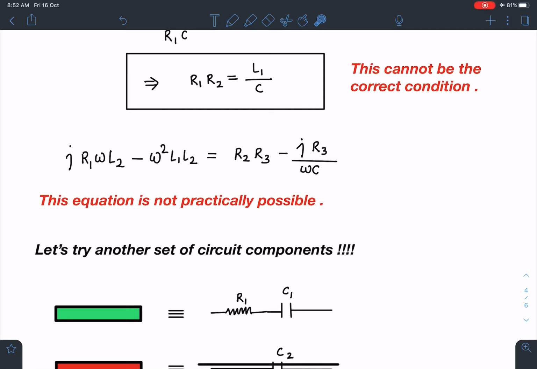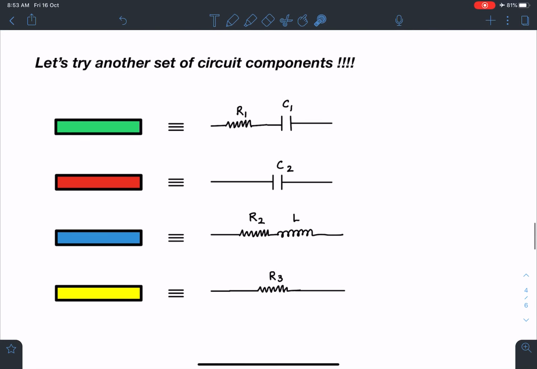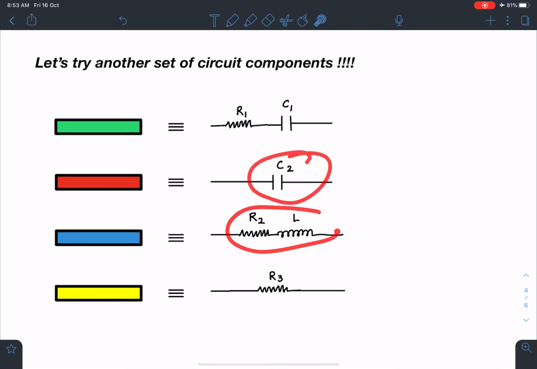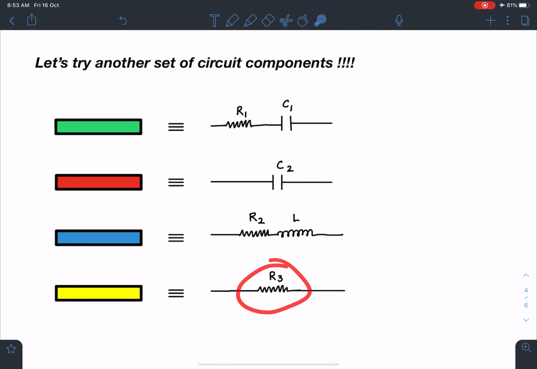So if it is not practically possible, then let's find another set of circuit components for which we may get a meaningful answer. Note that it's very important that not all combinations are going to give current zero. Only a few specific combinations of circuits Z1, Z2, Z3, Z4 can give you current value to be zero. So now I'm slightly modifying this. I'm taking one resistor, one capacitor, then one capacitor, then one inductor, one resistor, and another resistor.